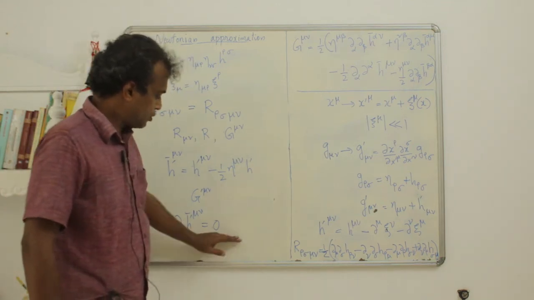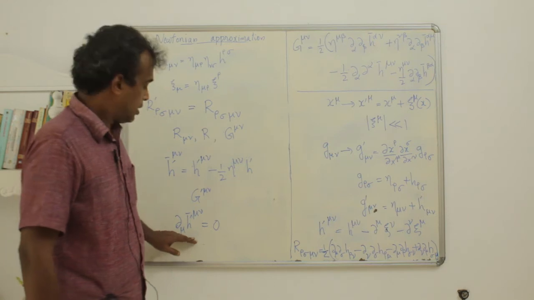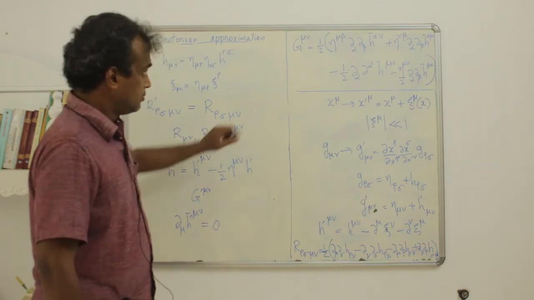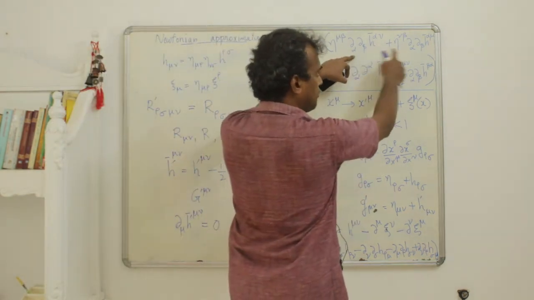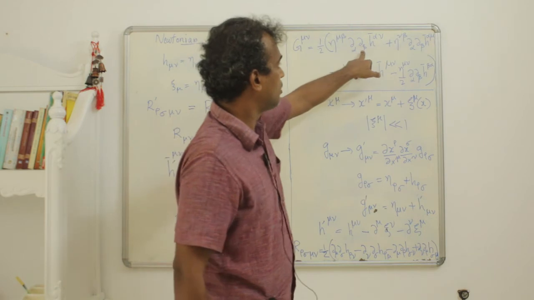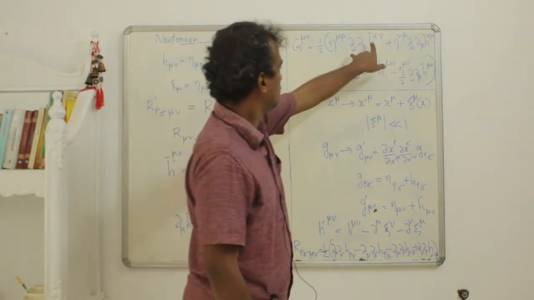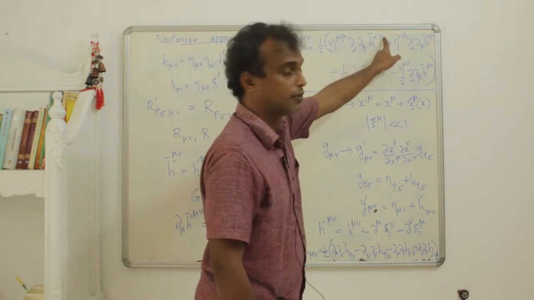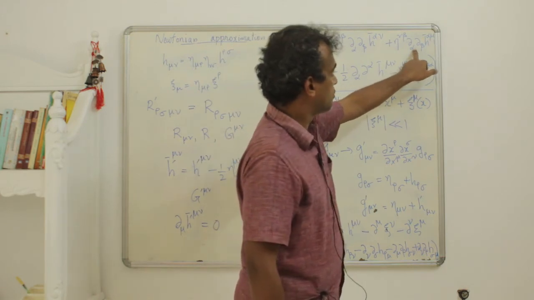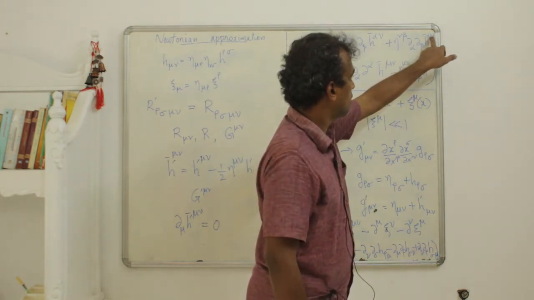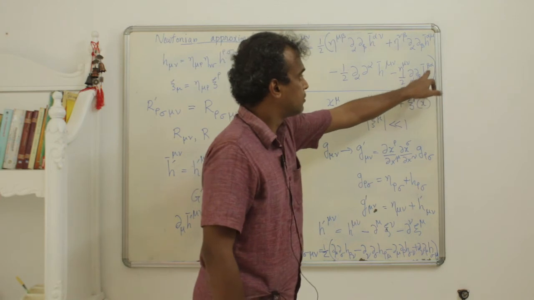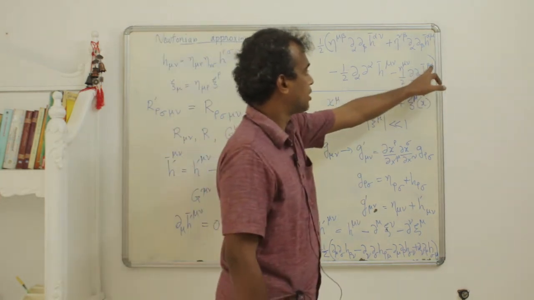If h bar prime were to obey this condition, which amounts to having its four divergence to be zero, then out of the four quantities that make up the Einstein tensor, three will go to zero. For instance, the first term has a covariant divergence del alpha h bar alpha nu. The second again has a covariant four divergence del alpha h bar alpha mu. The last term again is a four divergence del beta h bar beta alpha.